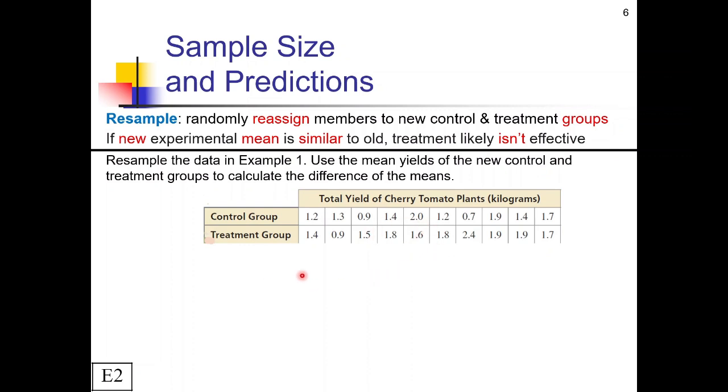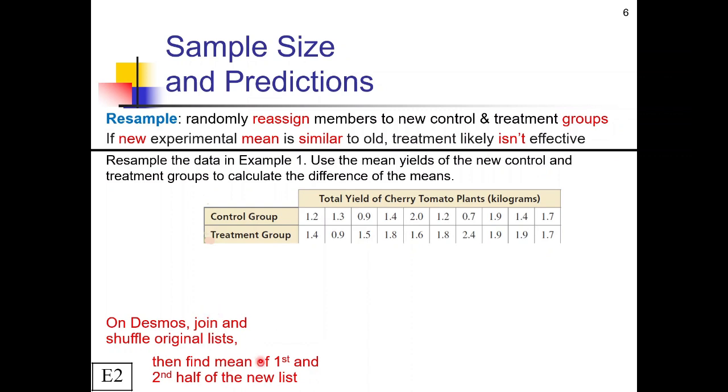So there's a lot of ways you can do this. You can do it by hand. Typically, though, we use technology for this reassigning business. So on Desmos, a quick way to do this would be to join and shuffle the original control and treatment lists, and then you can find the mean of the first half and the second half of the new joined shuffled list that you've created.